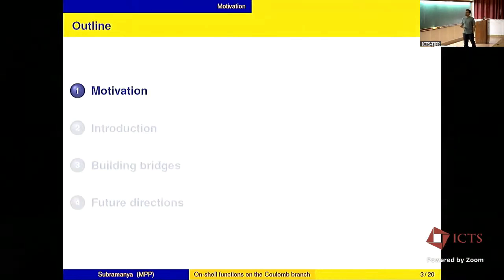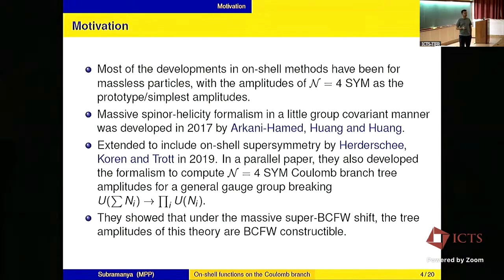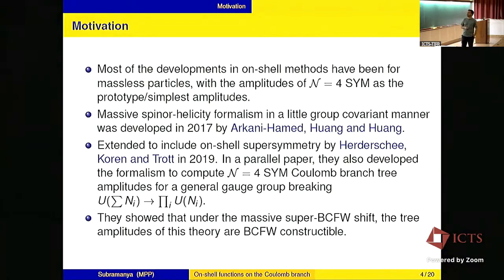So let me start with some motivation. As all of you saw in most of the lectures in this workshop, most of the developments in on-shell methods have been for massless particles, and amplitudes of N=4 super Yang-Mills serve as the prototype, or the simplest amplitudes, in the sense of on-shell techniques. Now, one obviously has to extend it to massive theories because we have in nature spontaneously symmetry broken massive particles.